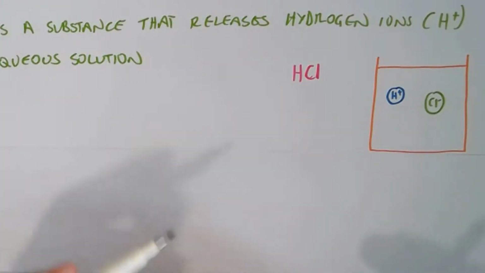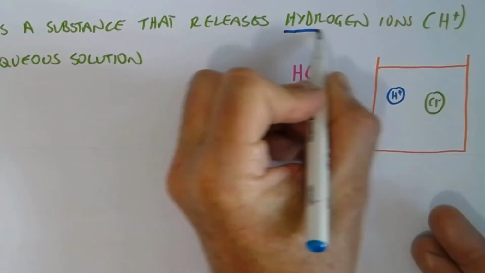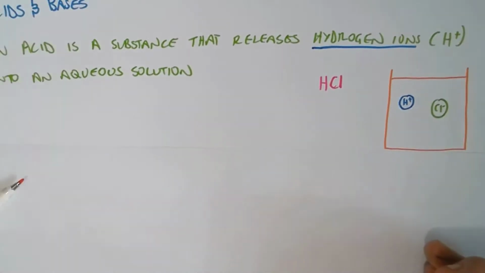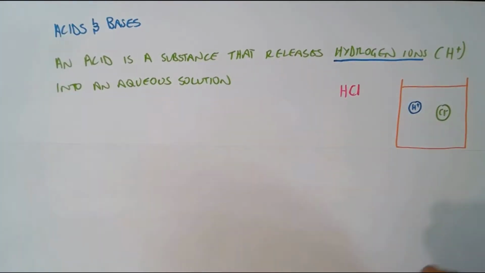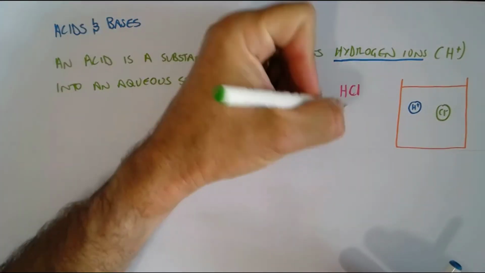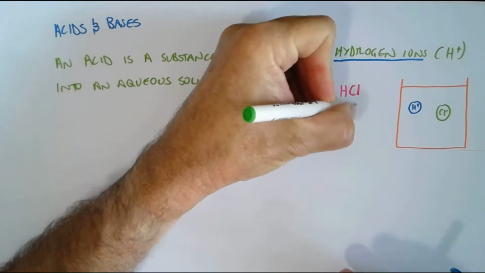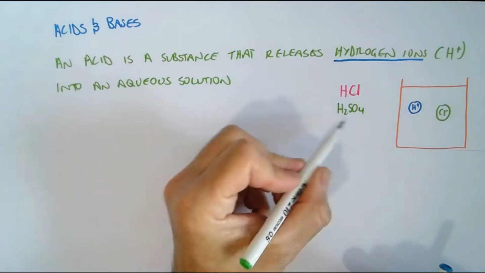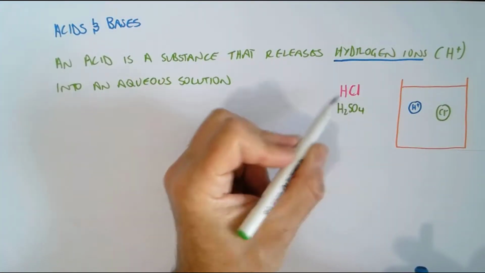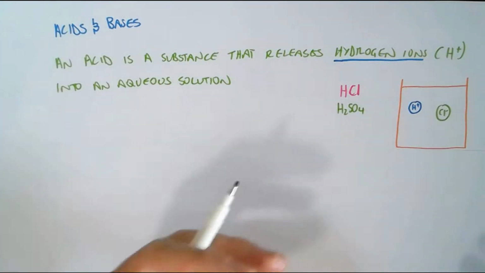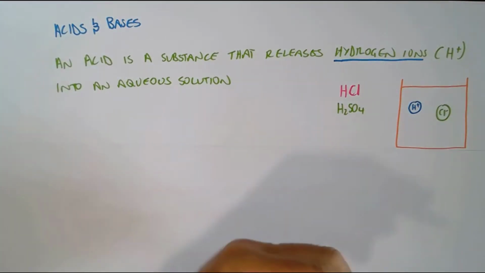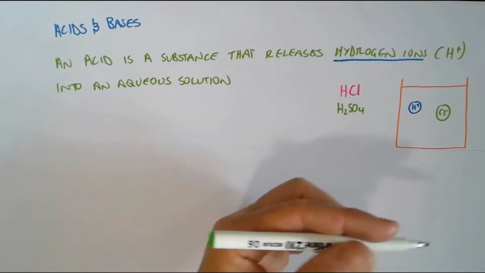So an acid is a substance that releases hydrogen ions when it's placed into water. That's all an acid is. Here's another example. H2SO4. That's sulfuric acid. See, it's still got these hydrogens. It can be split into hydrogen ions when it's placed in water.